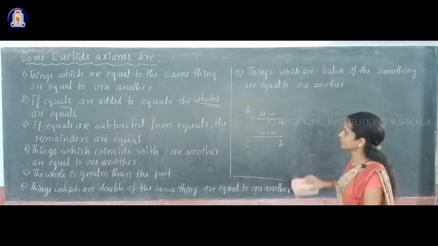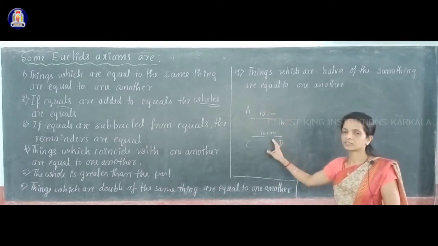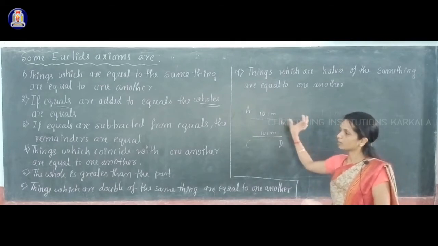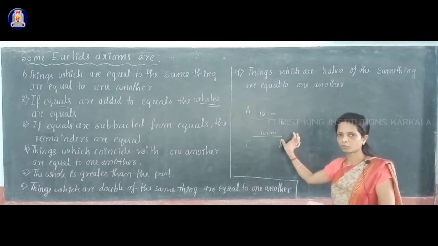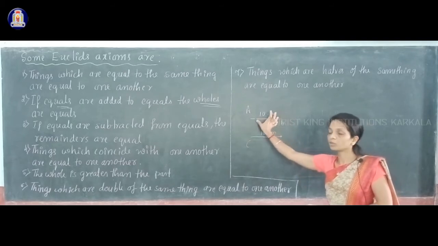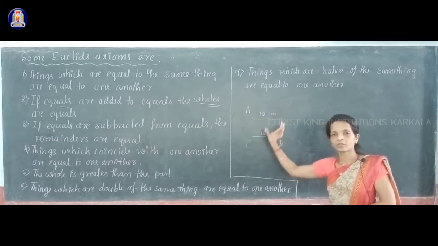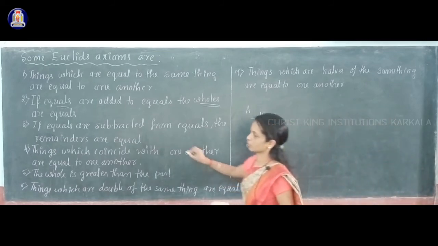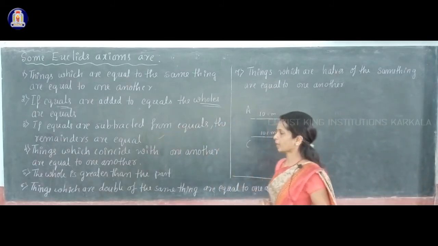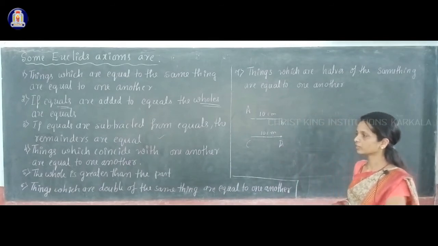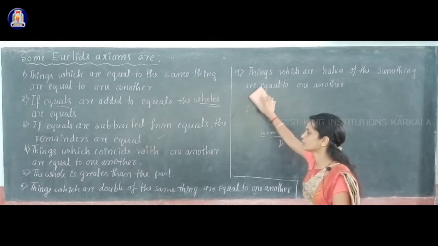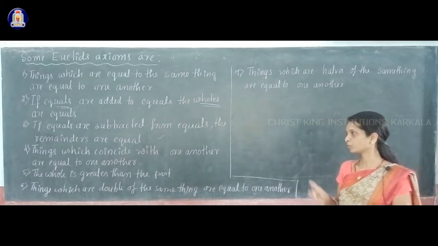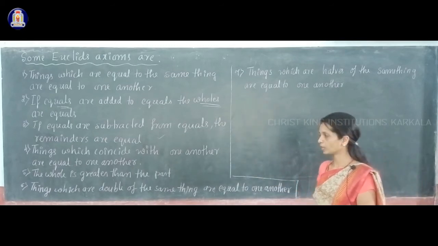So then what are the remainders? Remainders are 10 centimeter, here also 10 centimeter. So if you subtract equals from equals, then the remainders you got are equal to one another. That is the third axiom. And next, the fourth one: things which coincide with one another are equal to one another.